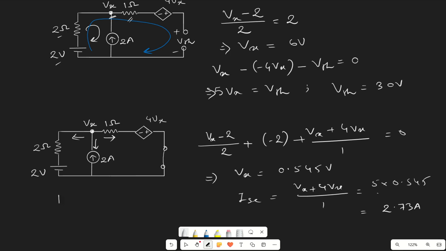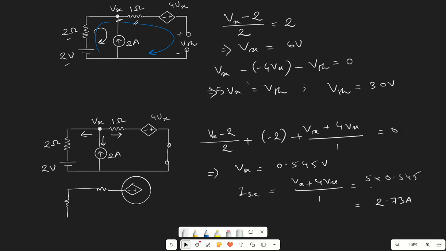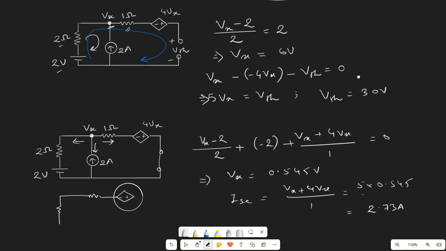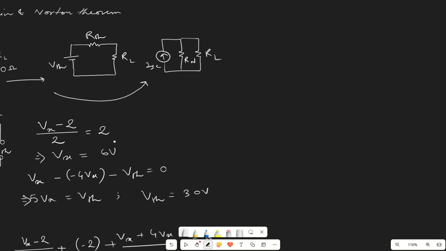Now in order to determine RTH or RN, if we draw the circuit diagram, then it should contain only resistances, right? And all the sources should be replaced by their internal resistance. But here in this case we have a dependent source, so we cannot eliminate this dependent source. So in order to determine RTH or RN, we have to use simple Ohm's law.